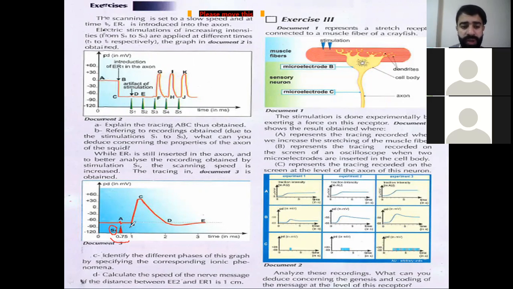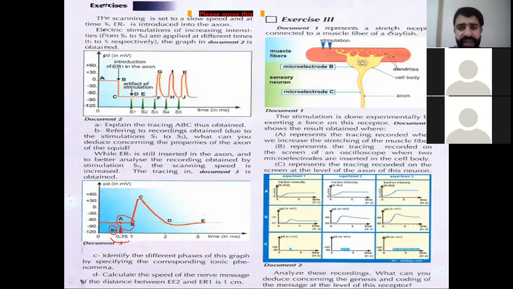First, what can you say about the phase AB? In phase AB we don't have any action potential. So what do we call the phase AB? Selena: the resting potential. The resting potential is equal to minus 70 or minus 75 millivolts approximately in a human, for example.